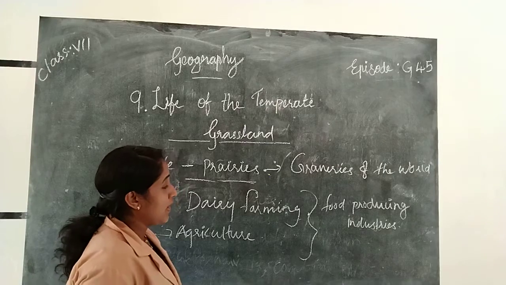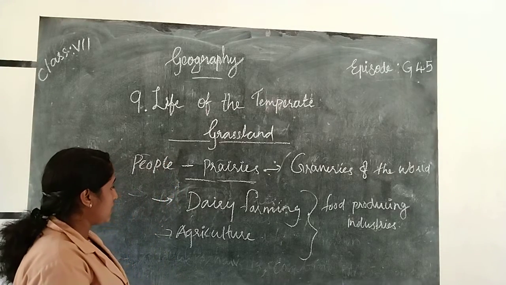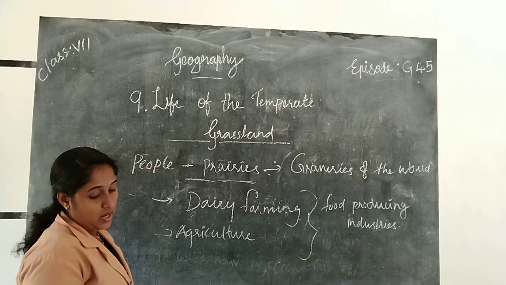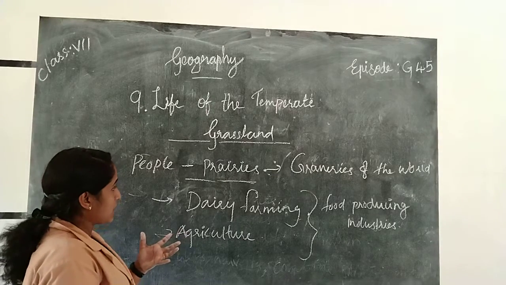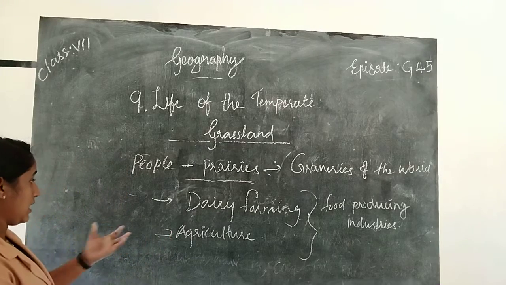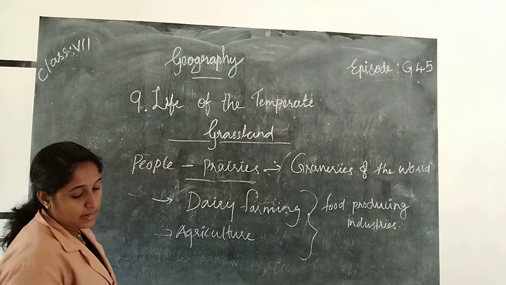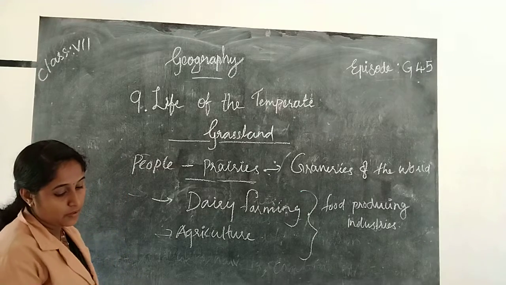They are food producing industries. Because of this, we can see a large surplus of wheat. They are large producers of wheat in America, and they also produce milk. They are among the milk producers in the world.